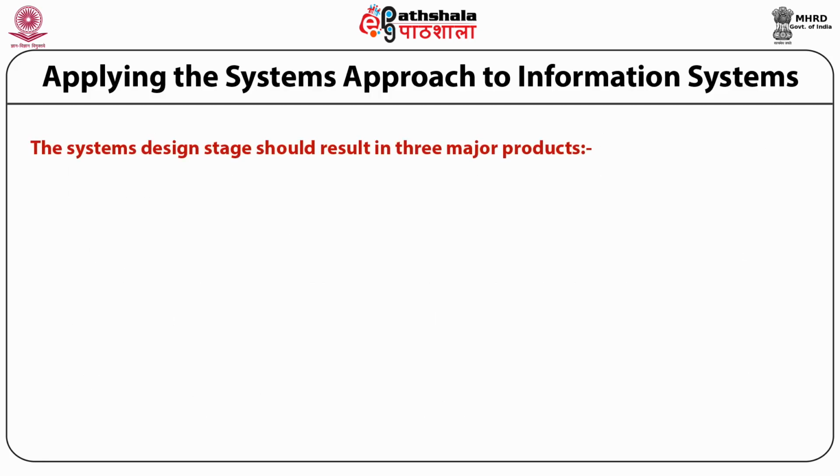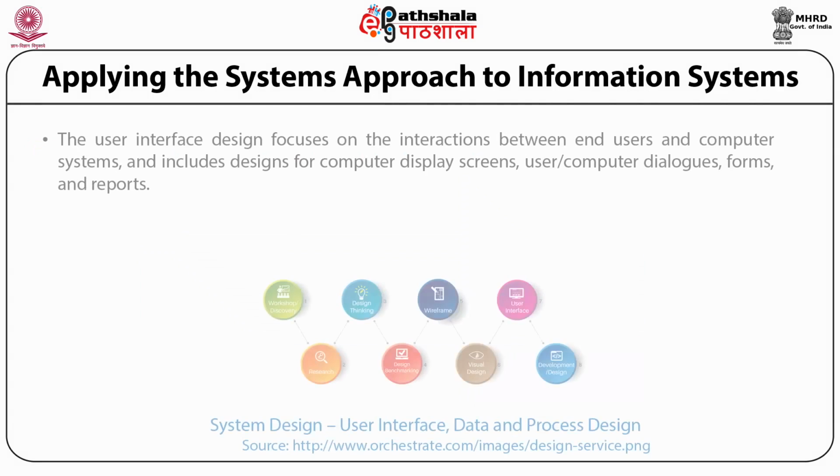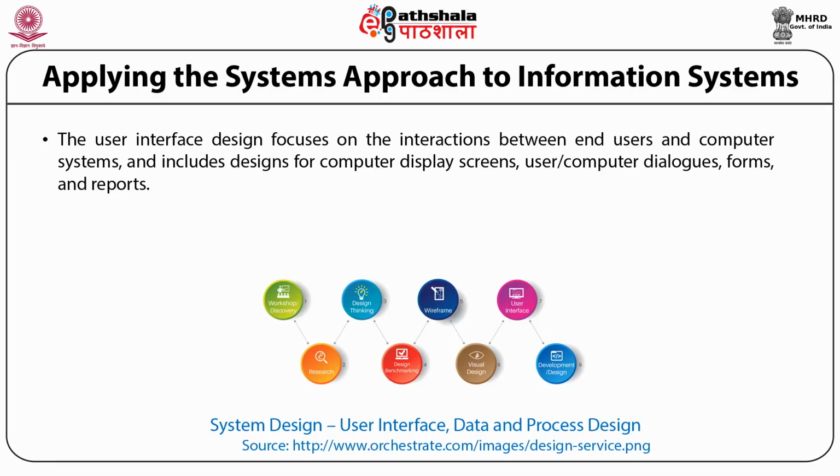The system design stage should result in three major products: the user interface design, the data design, and the process design. The user interface design focuses on interaction between end user and the computer system and includes design for computer display screens, user computer dialogues, forms, and reports.